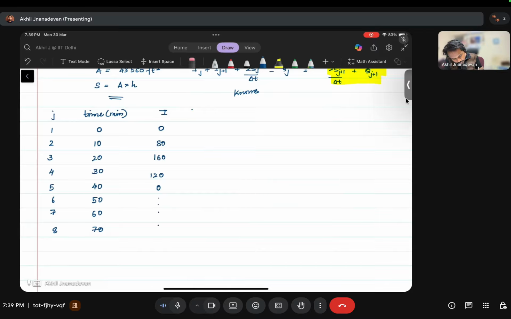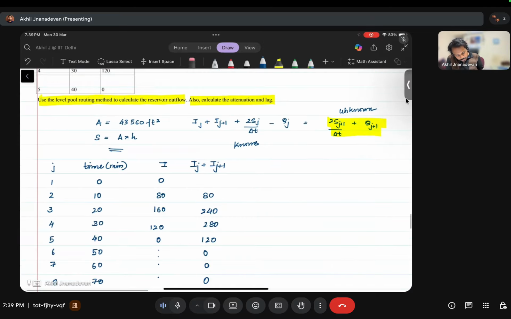And we can calculate Ij plus Ij+1. That will be here, I can write it here. Here's 80. 80 plus 160, that will be 240. Then this would be 280. This will be 120. Remaining will be zeros. So that is this particular term.